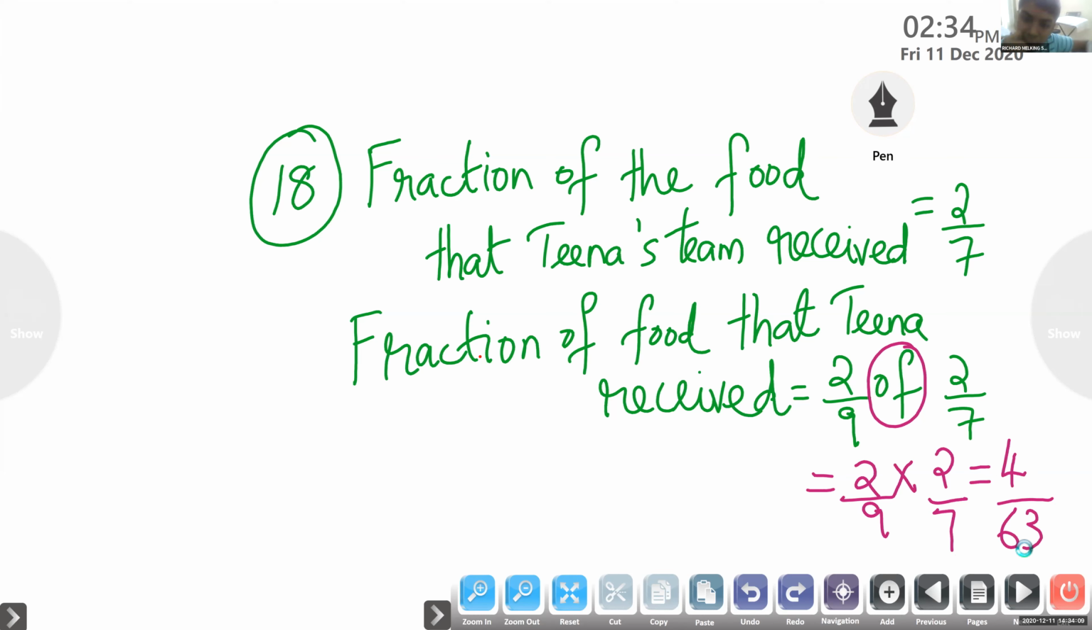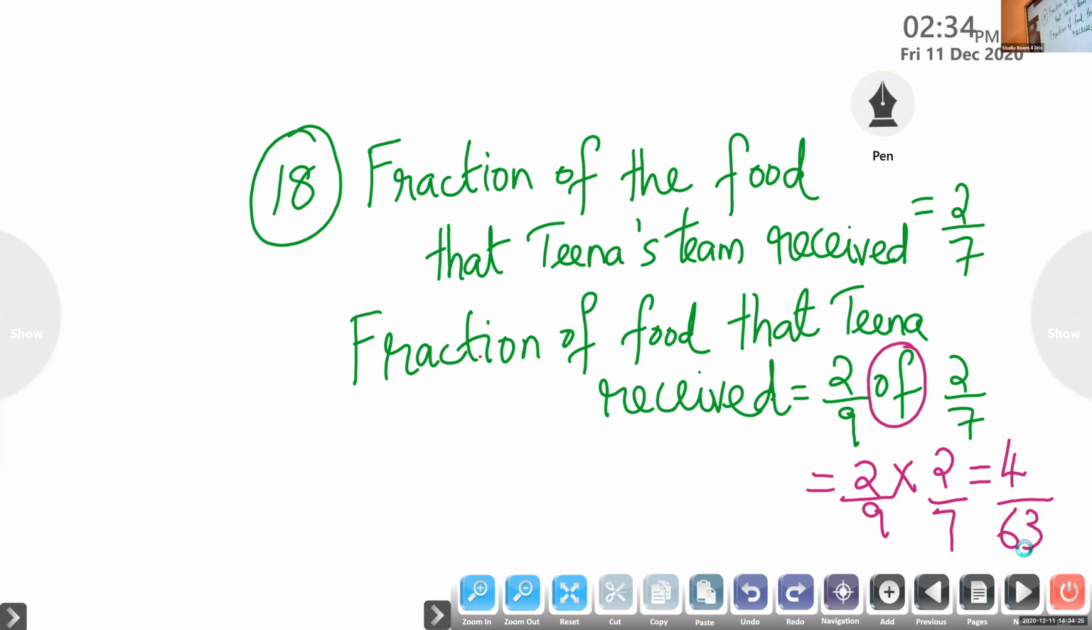Ma'am, we can't turn it into a mixed fraction because it's a proper fraction. This is a proper fraction. So we have to write, therefore, Tina received 4 by 63 part of the total food.